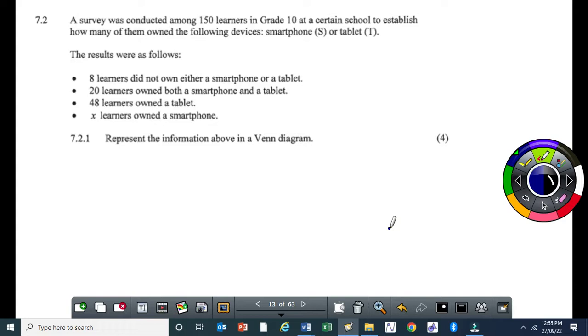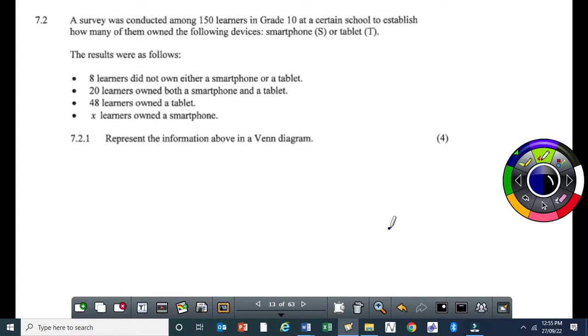8 learners did not own either a smartphone or a tablet. 20 learners owned both a smartphone and a tablet. 48 learners owned a tablet. Now, it doesn't say 48 learners owned a tablet only. Be aware. Then X learners owned a smartphone. Again, it doesn't say X learners owned a smartphone only.